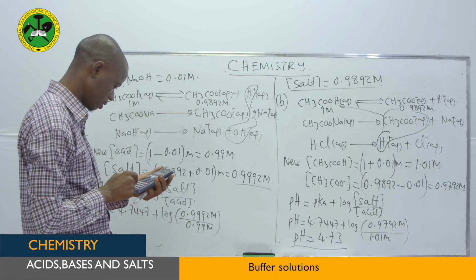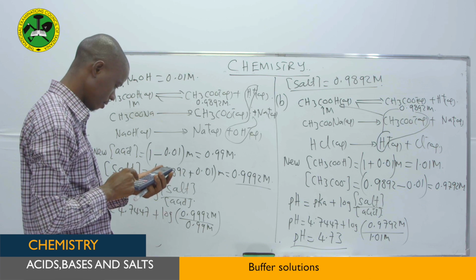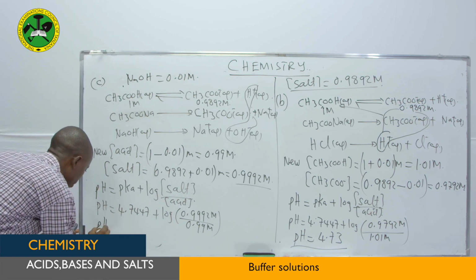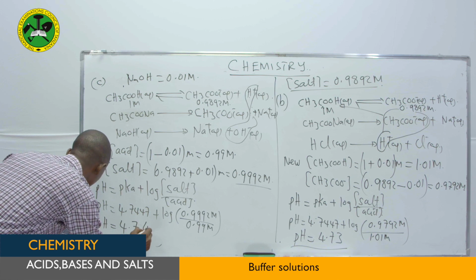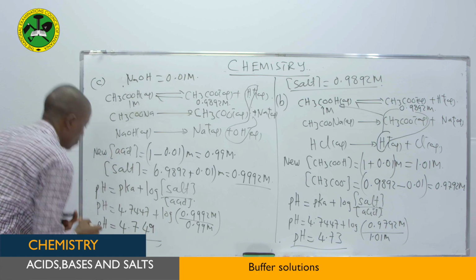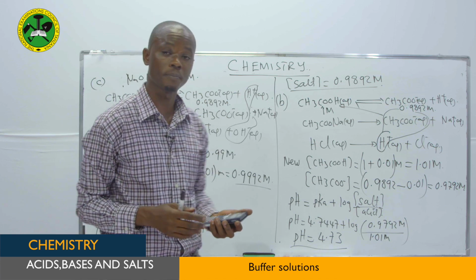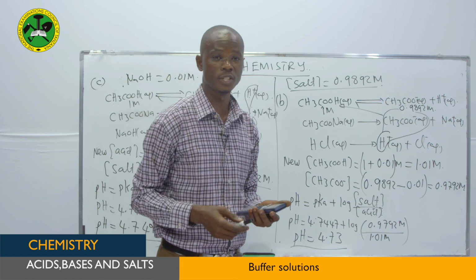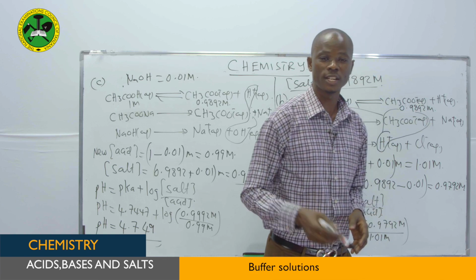Now 4.7447. Now when you use your calculator, you're going to get the pH will be equal to 4.74749. This will be the pH. There is no significant change in the pH. It's almost fairly constant. So this is how we can solve for these problems. Now from there, we can go to question number 2.